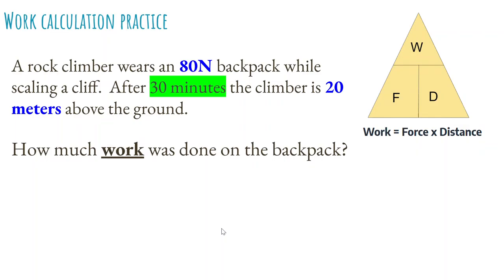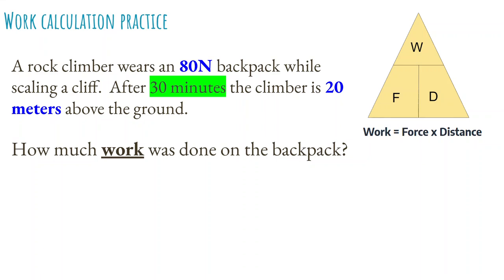All right, so we need to understand net forces, but then we're going to go a step further. Once we understand a lot about our forces, we can determine how much work is done by multiplying force times distance. And we're going to use this handy triangle again because that's an easy way to keep track of our formula. Work equals force times distance. So if I'm looking for work, I would cover up the W and I have force times distance side by side. A rock climber wears an 80 Newton backpack while scaling a cliff.